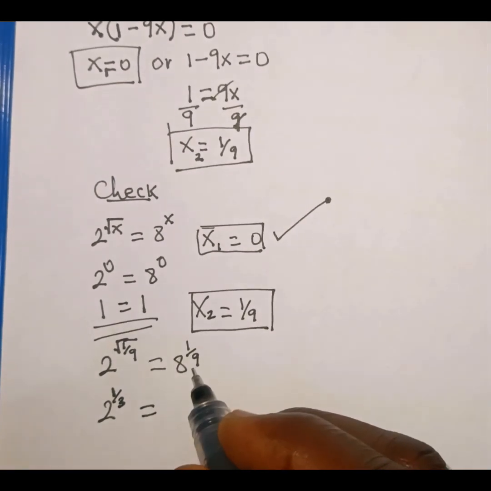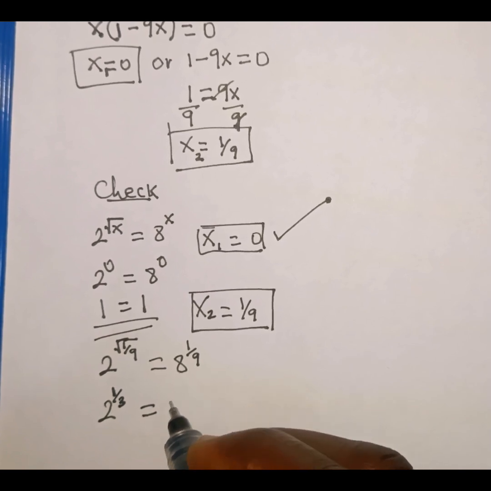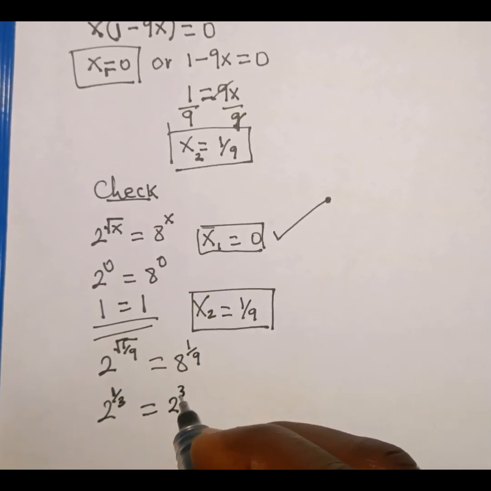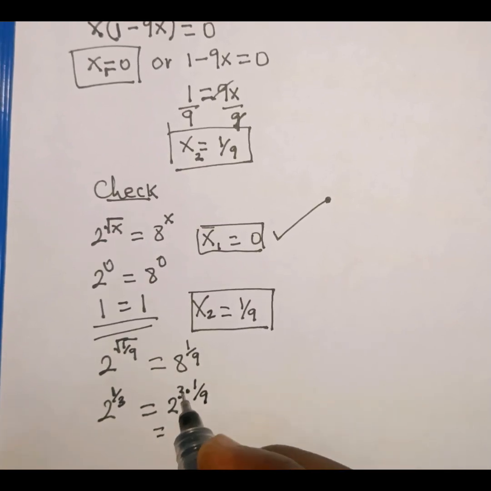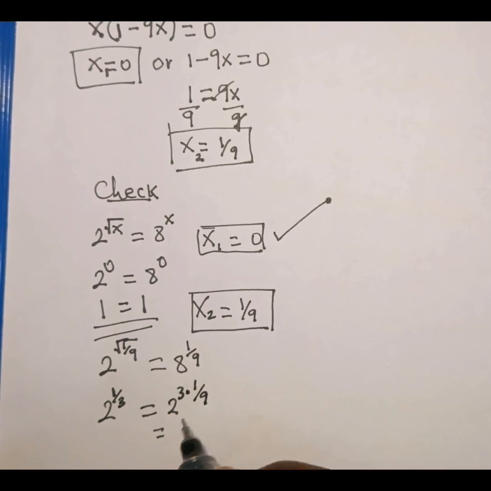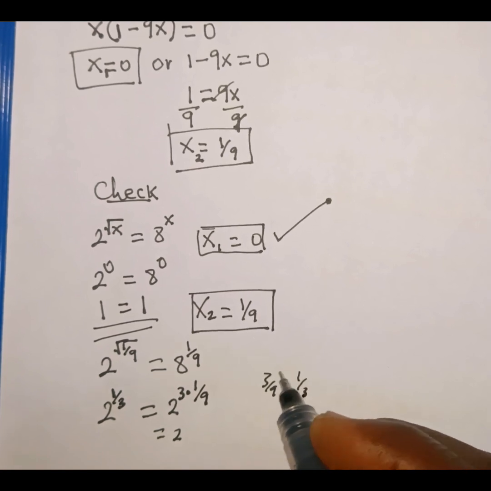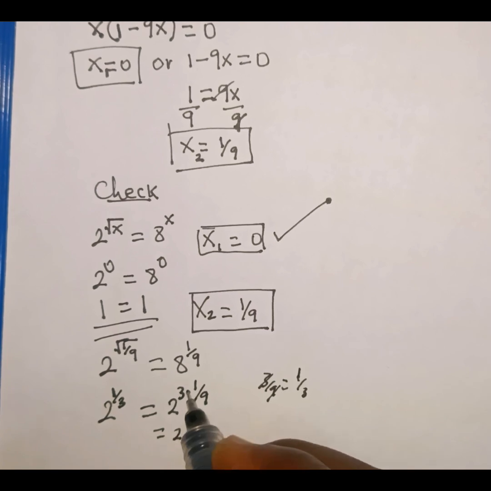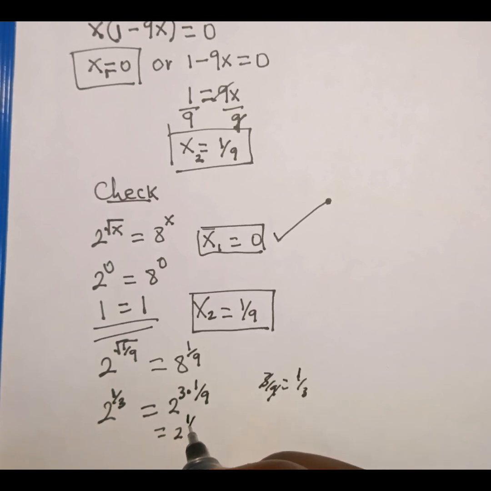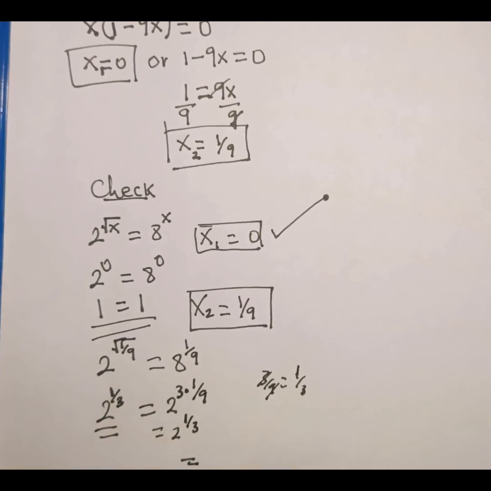So let's see if the right hand side is going to give us 2 raised to the power of 1 over 3. To simplify this, here we can rewrite it as 2 raised to the power of 3, then all raised to the power of 1 over 9. And when you multiply 3 by 1 over 9, it is going to give us 3 over 9, and 3 over 9 is the same as 1 over 3, right? So 1 into 3 is 1 time, then 3 into 9 is 3 times. So this is going to be 1 over 3. So as you can see, the left hand side is the same as the right hand side.